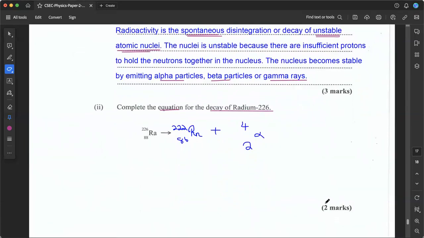But the key thing to remember is that whenever there's alpha emission, we're always going to decrease our mass number, which is A, by 4, and we're going to decrease our atomic number by 2. That's what we did to get from here to here: 226 minus 4, 88 minus 2, and that's how we end up getting this particular identity. And of course, we write our alpha next to it as well.